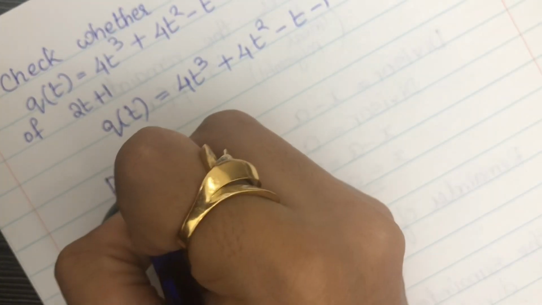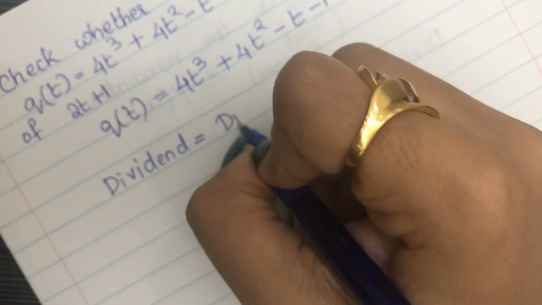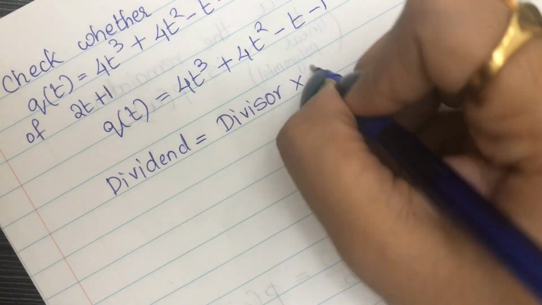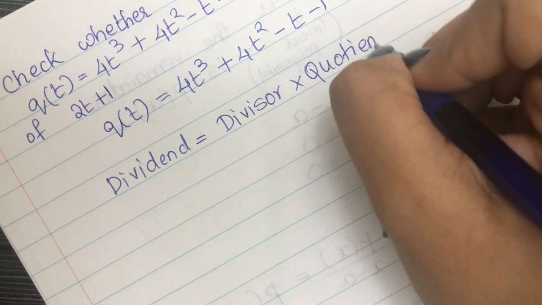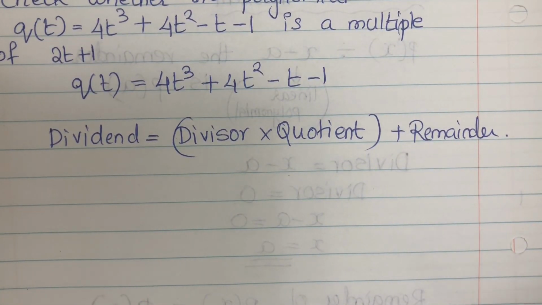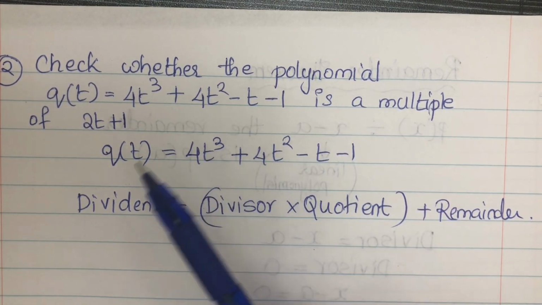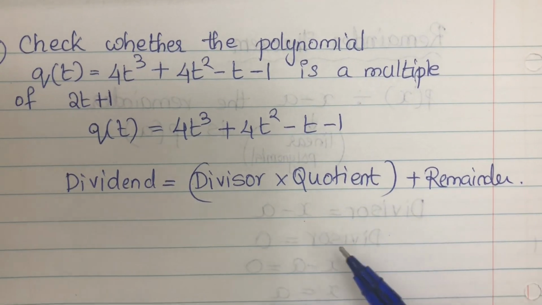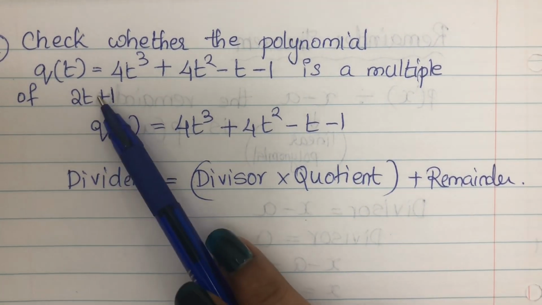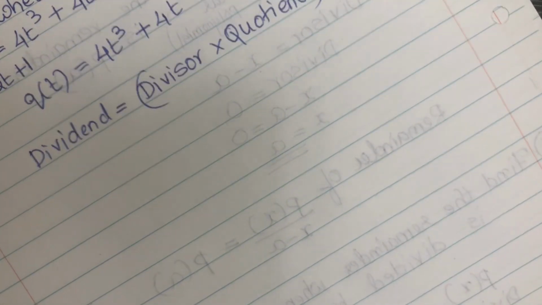Right? Okay, dividend is equal to divisor into quotient plus remainder. So dividend is equal to divisor into quotient plus remainder. Here we have to check whether the polynomial q of t is a multiple of 2t plus 1. If this is a multiple of 2t plus 1, what will be the remainder? Remainder will be 0, right?